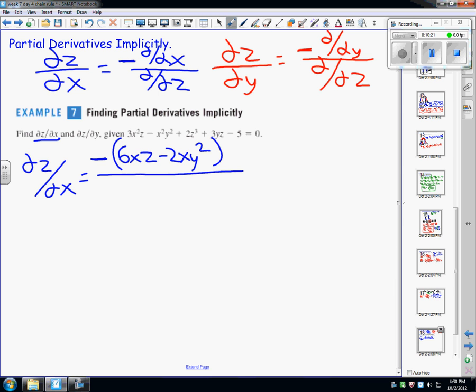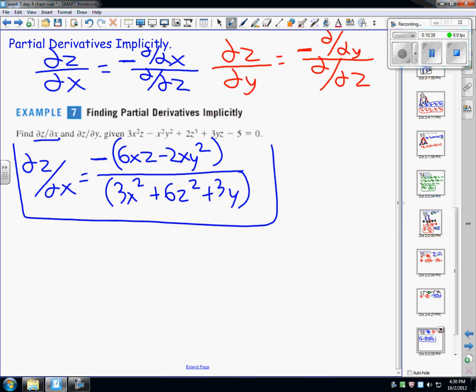All over, well, let's see. Now I need to do the partial of z's. So that's going to be 3x squared. The next guy's x's and y's, so there's no z's there, plus 6z squared plus 3y. And I'm done. That is the partial of z in terms of the partial of x.